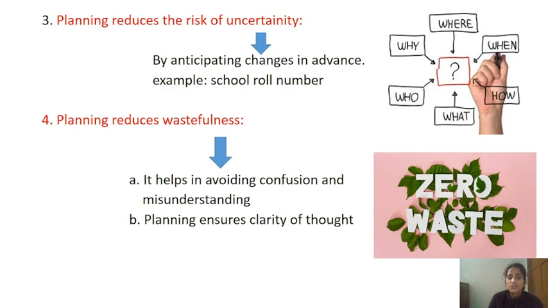Next, planning reduces the risk of uncertainty. Just take an example of a company. During planning, we decide where to set up, because this location may or may not be appropriate for us. Why are we considering only this type of company? Who will start this? What is going to be made? How will we do it? When will we start? These things also answer our various queries, and by considering future times, they ultimately reduce the risk of uncertainty by anticipating changes in advance.